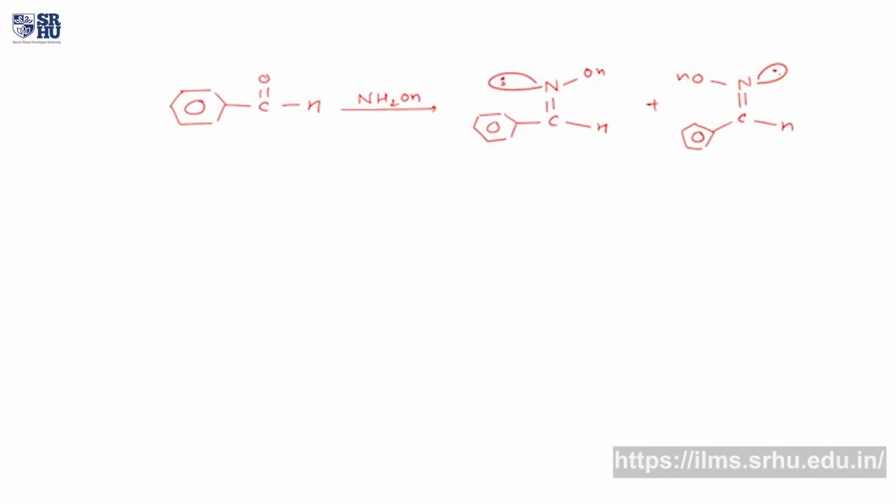Let me draw this diagram again. Now you see that in this one OH and H are on the same side, so this one is syn, and this one is anti. Now we can also form an oxime with a ketone. Why am I saying this? Because in a ketone you will not have H. You may have another group, maybe CH3, maybe C2H5. It doesn't matter. So we do not have H.